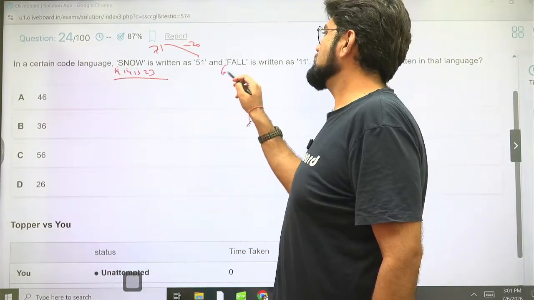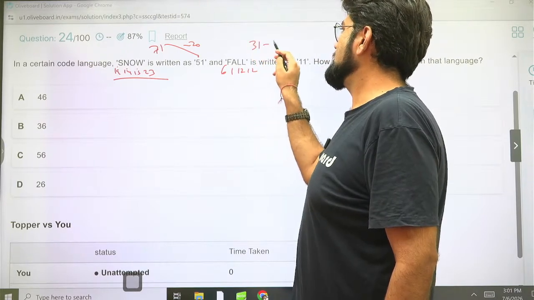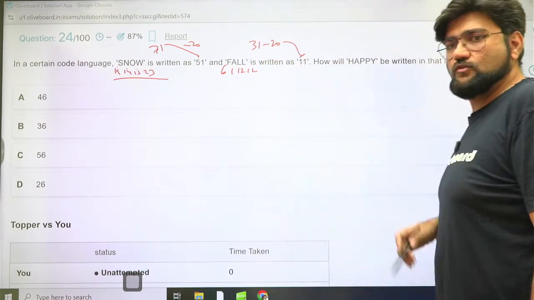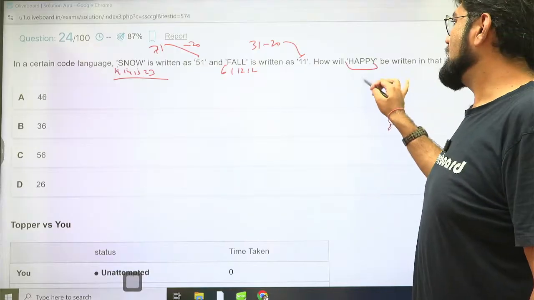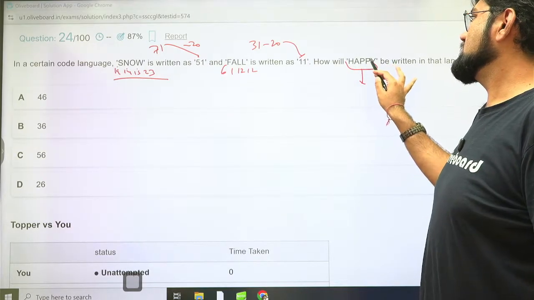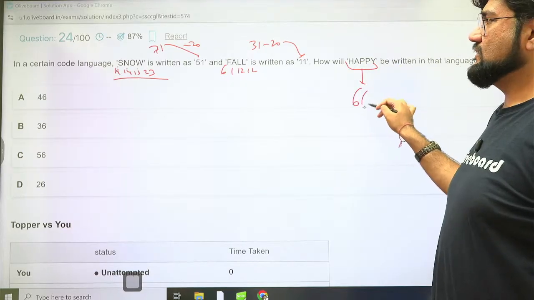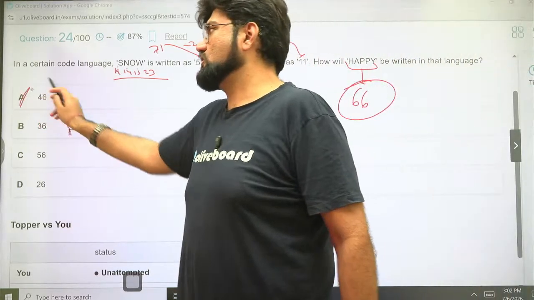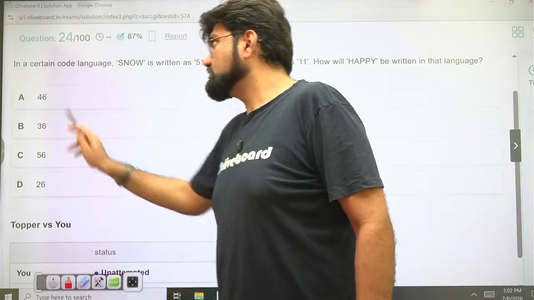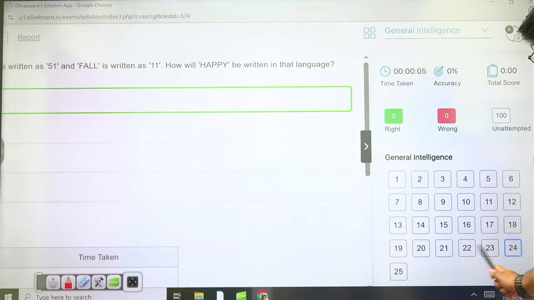So this is 6, 7, 12 and 12. 24 plus 7 is 31. 31 minus 20 is 11. So it's actually correct. So what is the code for happy? Sum minus 20. So this is 8 plus 1, 9. 16, 16, 32. 32 plus 9 is 41. 41 plus 25 is 66. 66 minus 20 is 46. So option A is the right answer. Cool. 56 seconds to solve this question.